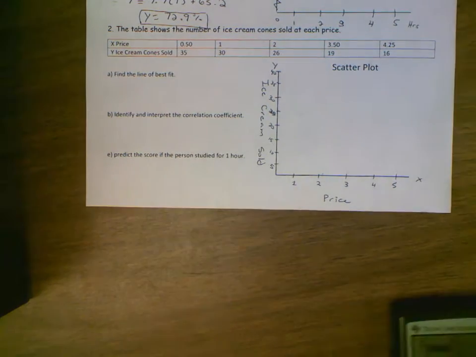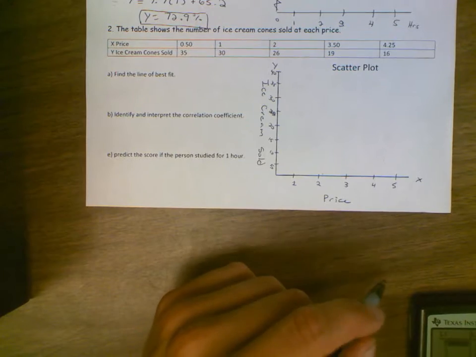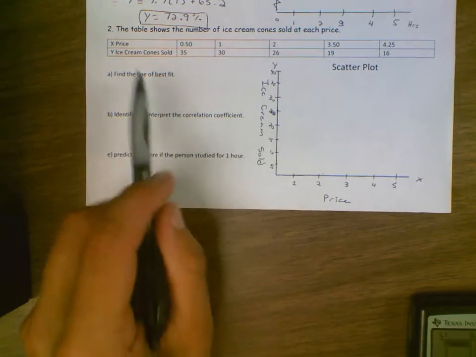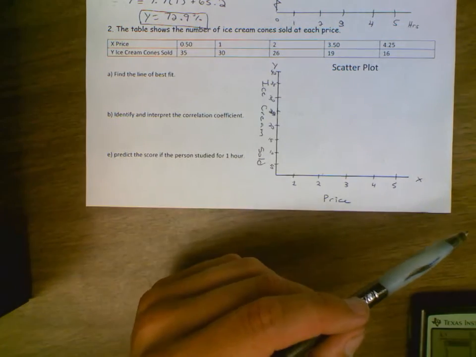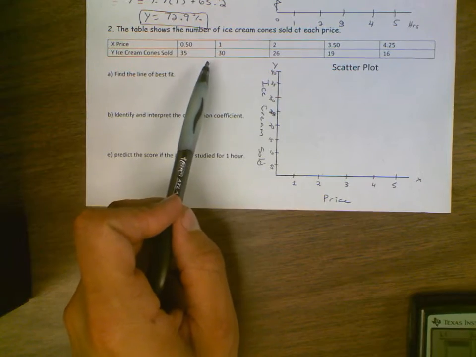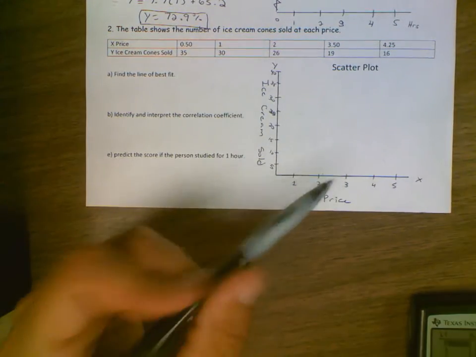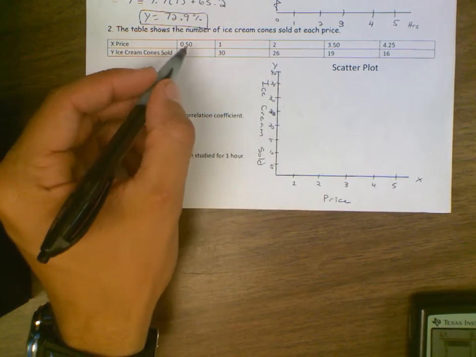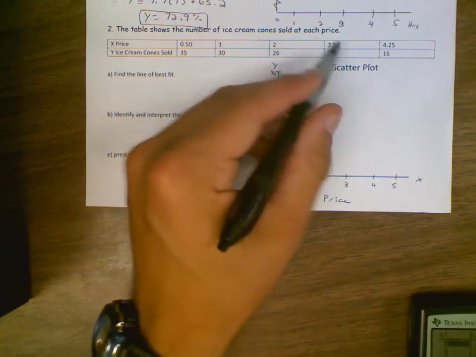In this video, we're going to look at a second example of running linear regression to find the line of best fit. In number 2, it says the table shows the number of ice cream cones sold at each price. So we have X prices and then how many ice creams we were able to sell when the price was that price. We're going to start by making a scatter plot of our data. And so once again, each of these columns represents a point. So we're just going to plot these points.